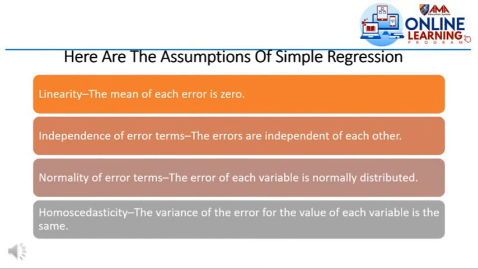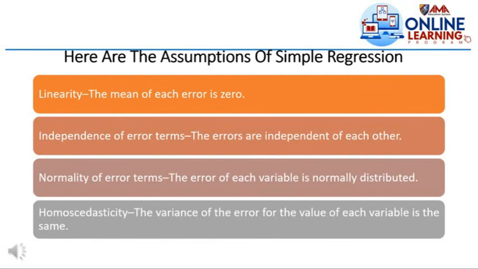So here are the assumptions of simple regression. One, linearity: the mean of each error is 0. Two, independence of error terms: the errors are independent of each other. Three, normality of error terms: the error of each variable is normally distributed. Four, homoscedasticity: the variance of the error for the value of each variable is the same. So these are the 4 assumptions for simple regression.